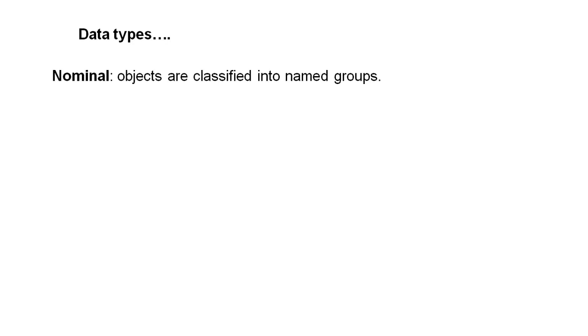Conventionally, data types are classified as nominal, ordinal, interval, and ratio. Nominal, also referred to as categorical, is where objects are classified into named groups, for example gender, days of the week. Where there are only two classes of object, the data can be referred to as dichotomous. Ordinal is where objects are ranked in some order, for example from smallest to largest, or from disagree to agree in Likert scales.